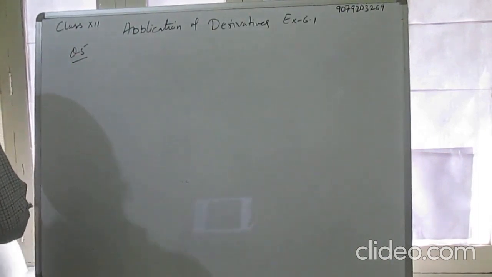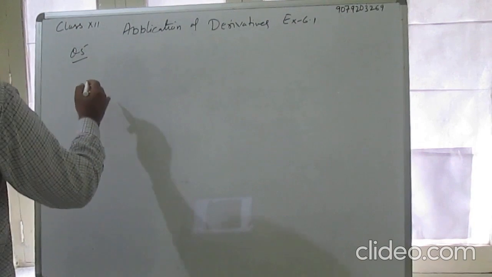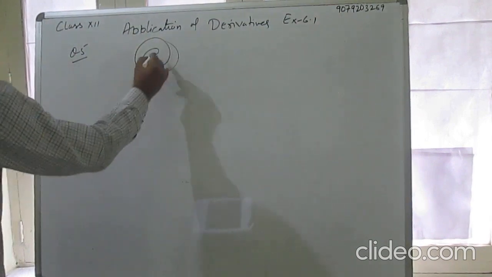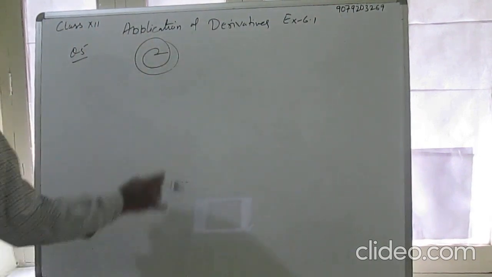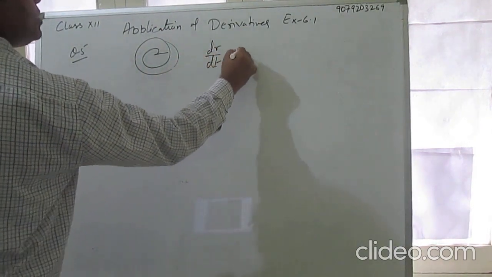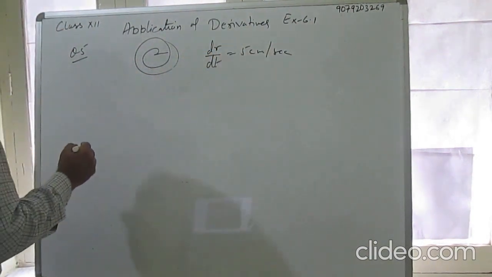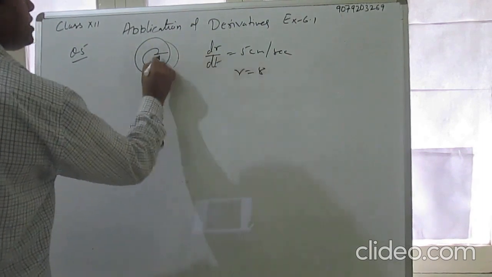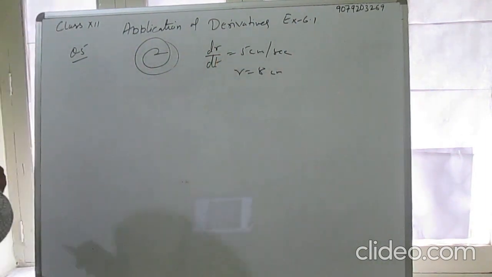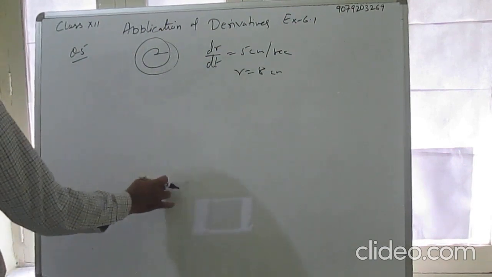A stone is dropped into a quiet lake and waves move in circles at the speed of, this is given to you, dr by dt is equal to 5 centimeter per second. At an instant the radius of a circular wave is, at some point, at that instant radius is 8 centimeter. How fast is the enclosed area increasing?